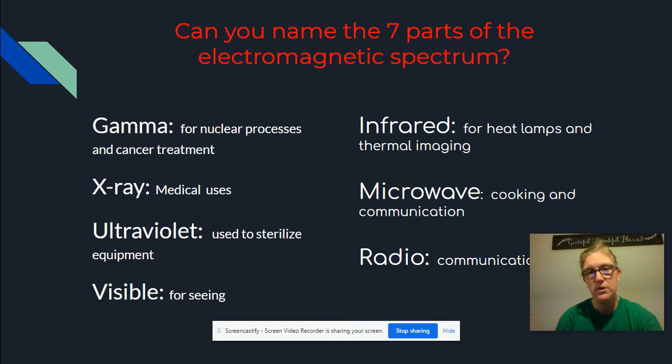I do expect you to remember those, and I expect you to remember them in order. Gamma being the highest energy, radio being the least. Remember, the way that I remember this is GAX, UVimmer: gamma ray, X-ray, ultraviolet, visible, infrared, microwave, radio.